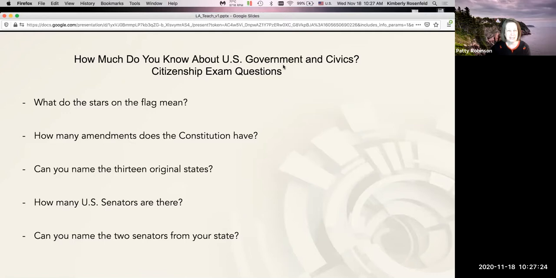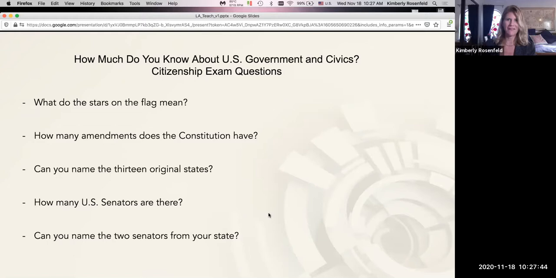Let's take a look at the second question. How many amendments does the Constitution have? 27, 25, or 26? Again, don't feel you've got to look this up. Just spitball it, whatever you think your understanding is. I'll give everyone about 15 more seconds.